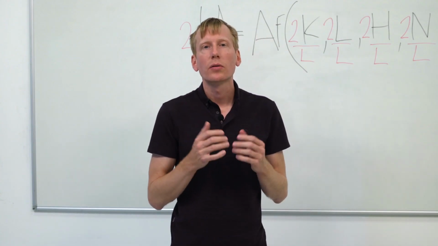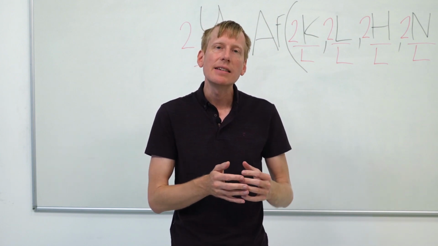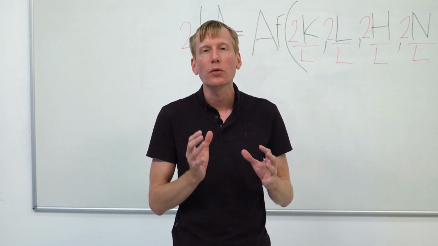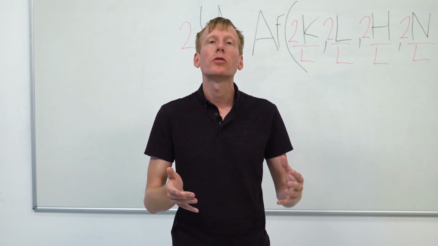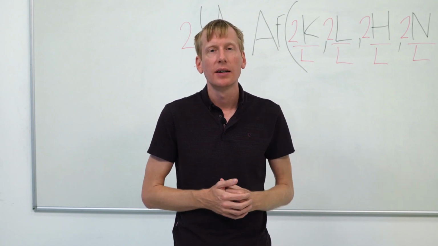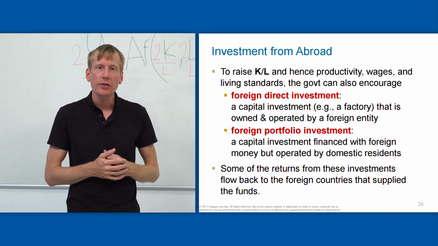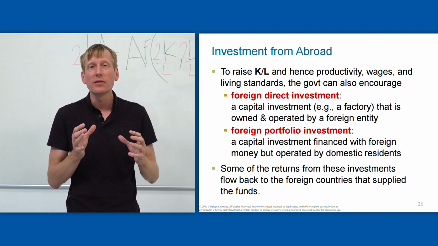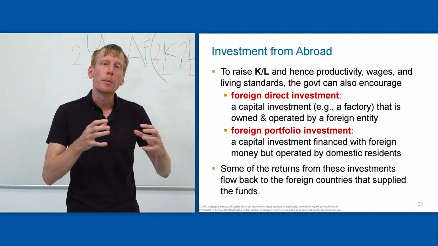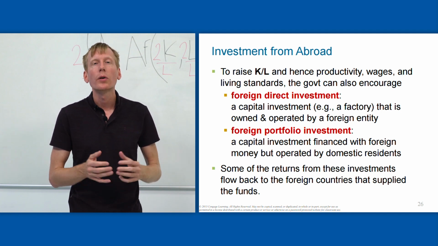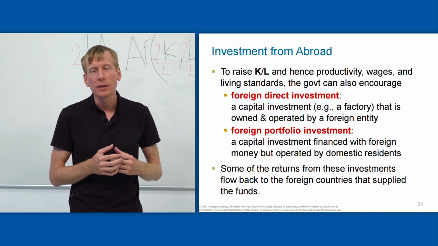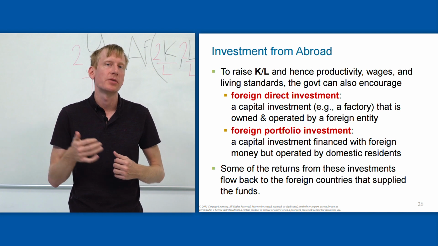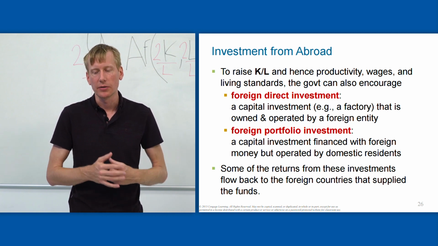Next, another way for a country that isn't able to stimulate savings in order to stimulate investment to increase the amount of capital per worker, and therefore worker productivity, would be to attract capital from other countries. When we attract capital from other countries, we call this foreign investment. It can be either foreign direct investment, if foreign companies are building factories in our country, or foreign portfolio investment, if foreign companies are buying existing factories or buying ownership shares in existing factories in our country.